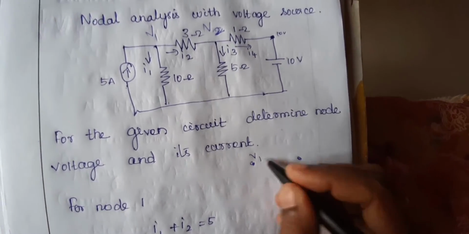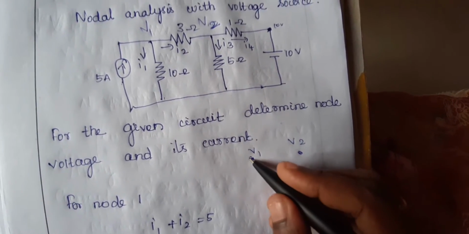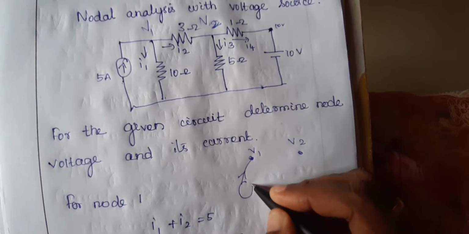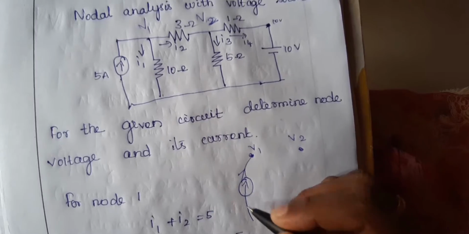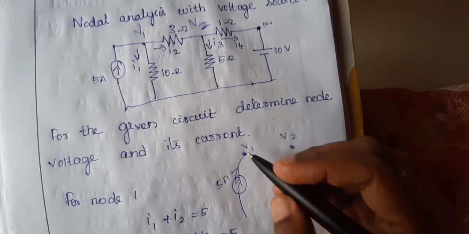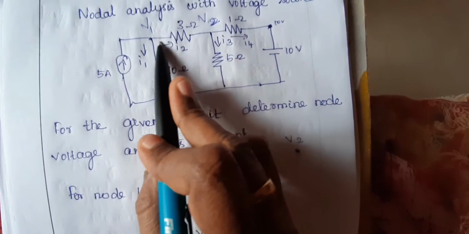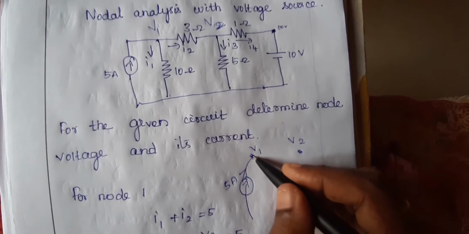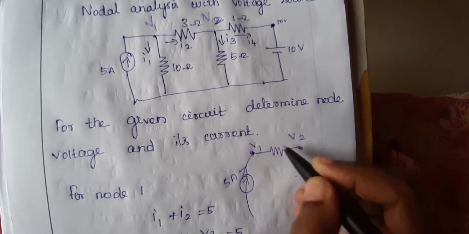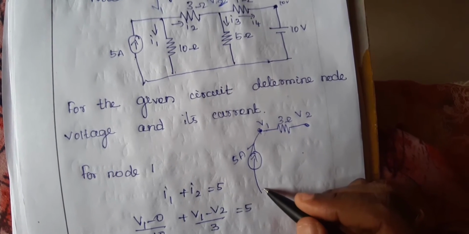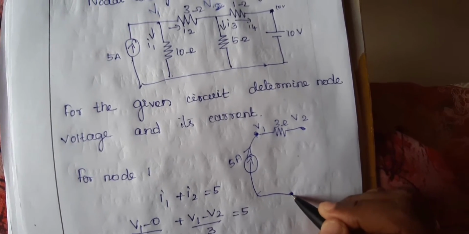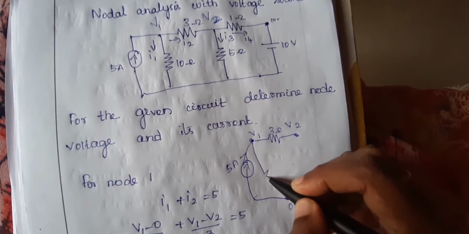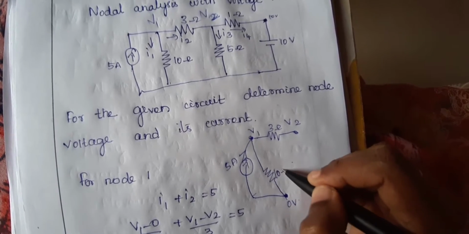So how many nodes are there? Two nodes, V1 and V2. At node 1, what is the incoming current source? That is 5 ampere. Next, we have put the directions of I1 and I2 outward from the node, and I3 and I4 are also outward from the node. Next is the resistor of 3 ohm. Here this is the reference node, which is 0 volt. Next, the resistor of 10 ohm.